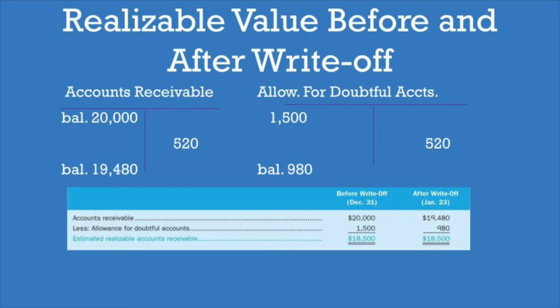The strength of the method where you first estimate what your bad debt is going to be and then write off the bad debt as you go along is that it gives a fair representation of the estimated realizable value of the accounts receivable.